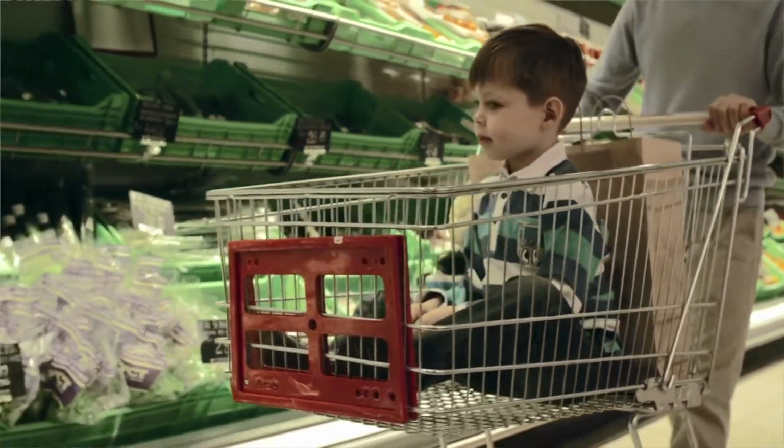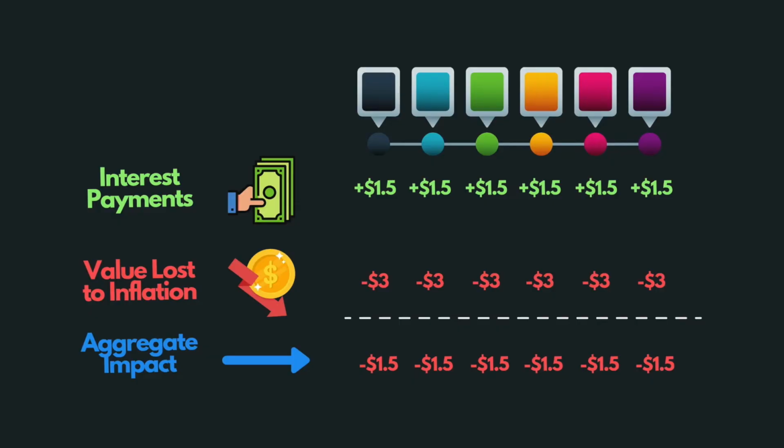Now, it would be interesting to layer in this 3% annual decline in the purchasing power of your money on top of the previous chart. If you invest your $100 in US bonds, the government will pay you $1.50 annually in the form of interest rates. On the other hand, your $100 principal is going to lose 3% of its value to inflation. Therefore, in aggregate, your principal is going to lose $1.50 of its value every year.